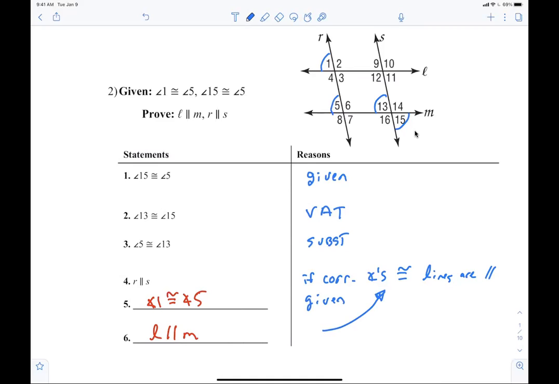Now, is that the only way to do it? No, you can have alternate exterior, alternate interiors, corresponding. It doesn't matter. You just have to prove one of those things. I do want you to remember that the corresponding angle is the postulate, and all the others are theorems. Even though for me personally, I never wrote them out. I just wrote the reason down. If you want to write converse of corresponding angle postulate, feel free. Everybody good with that?